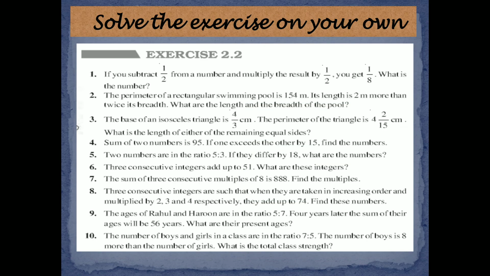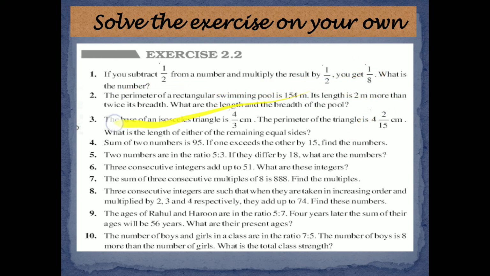Now this is exercise 2.2, based on what I have just explained. If you subtract 1 upon 2 from a number and multiply the result by 1 by 2, you get 1 by 8. So subtract 1 upon 2 from a number: you can take x minus 1 by 2. Then multiply the result by 1 by 2. So (x minus 1 by 2) into 1 by 2 equals 1 by 8. If you solve this, you will get the value of x.